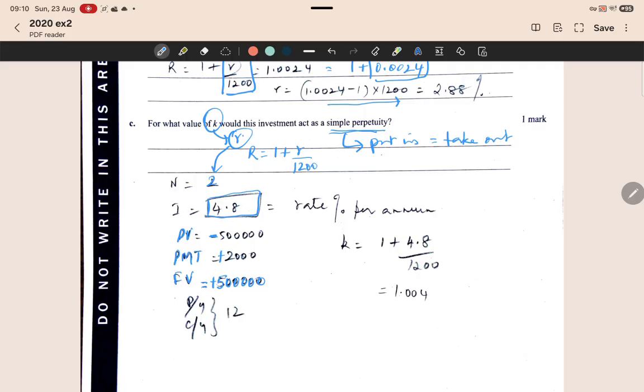Okay. And PY, payments per year and compounds per year, is 12 because it's monthly. And when you tap on interest, you should get 4.8. Now, as I explained to you, you replace R is equal to 4.8 in a calculation, and you get K is equal to 1.004.